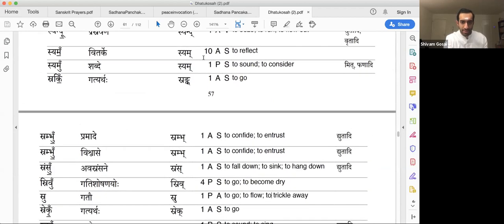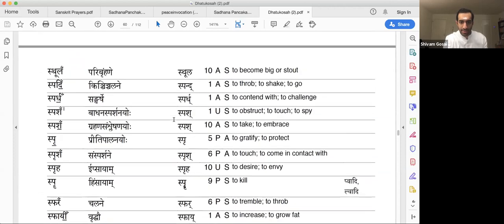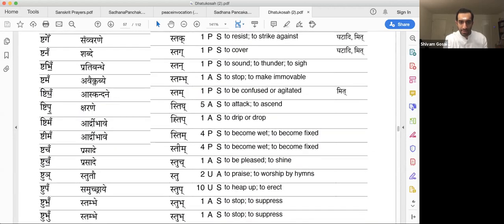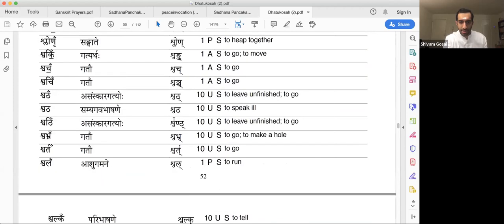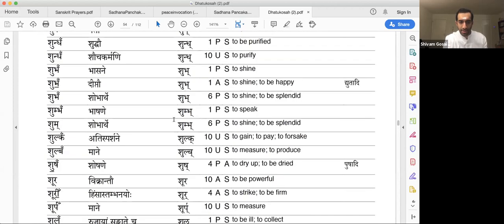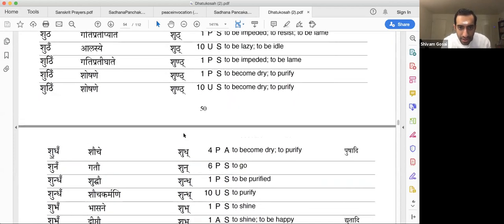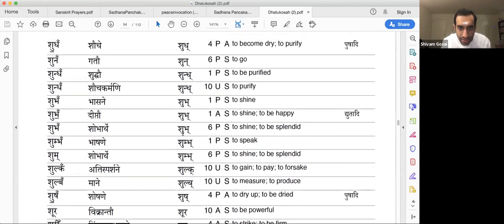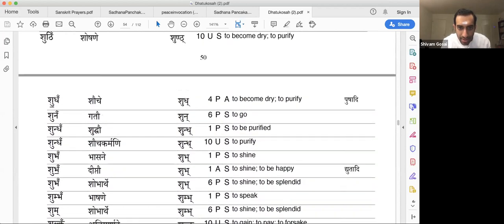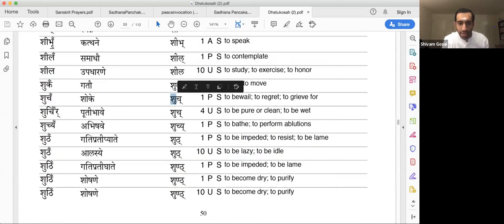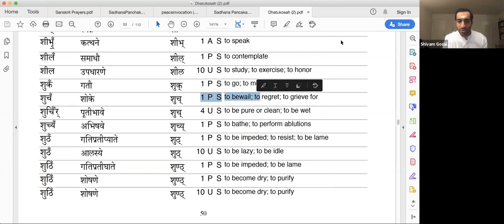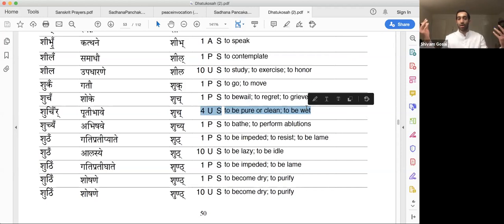Page 50, someone said. Great, thanks. So I passed it. Yeah, perfect. So page 50, we see here. Shuch is 1P: to bewail, to regret, to grieve, or to cry for. Bewail means to cry, or it can be, for you, to be pure, to be clean, to be wet. It can be either one.